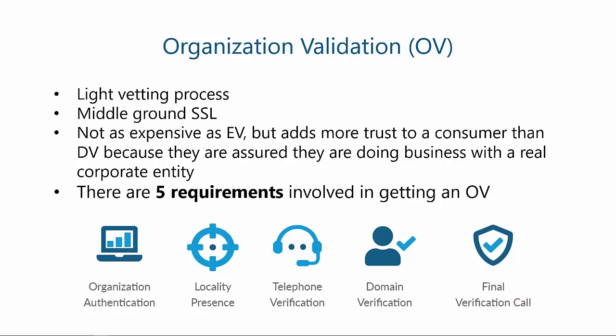OV certificates, organization validation, are the next step up. They have a bigger vetting process and they have a higher encryption type. There's 5 requirements for these. They involve validation, verification, and phone verification from the certificate issuer and provider.